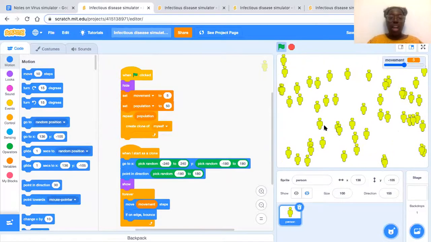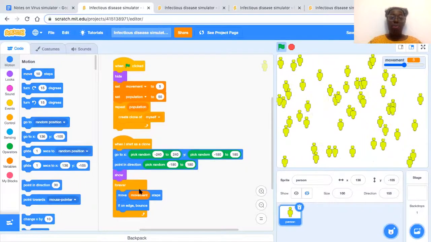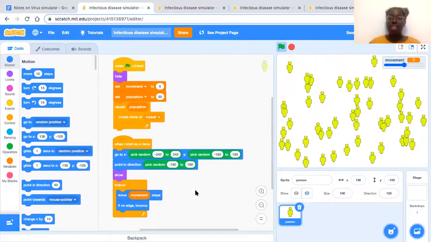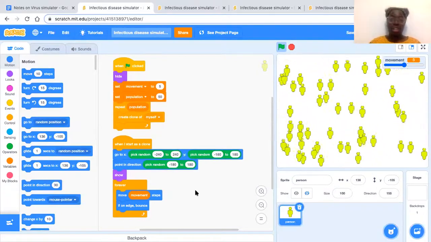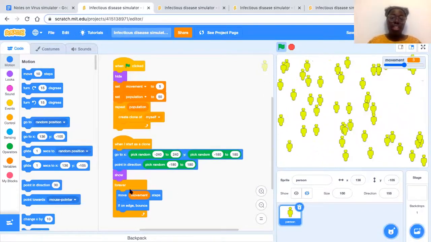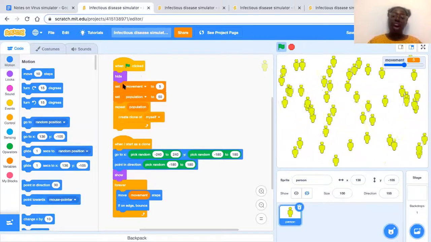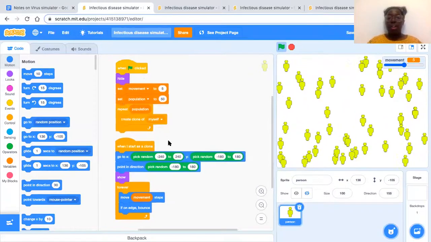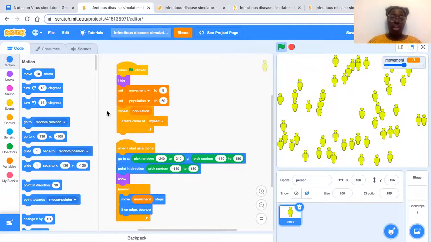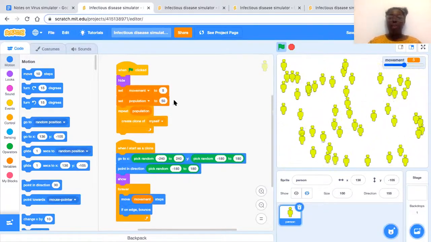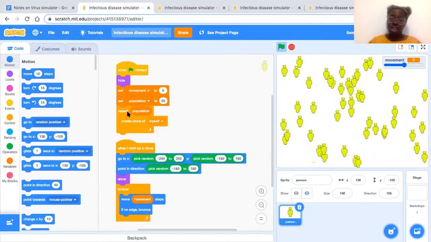The movement right now is set to 5 at the beginning. So if you move 5 steps at a time, you're going to move faster than if you move 1 step at a time. The population, or amount of people, is 50, and the population is the amount of clones you're going to have. So if population was 60, this would repeat 60 times. If population was 40, this would repeat 40 times.